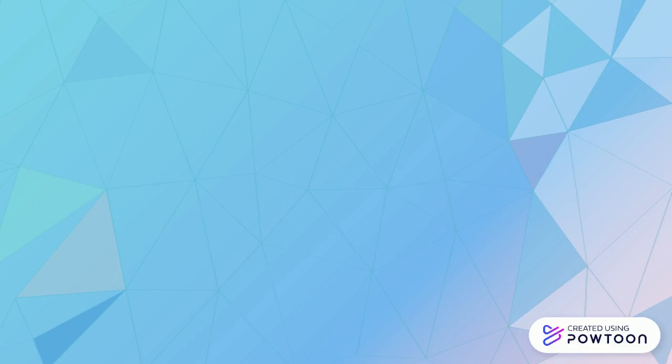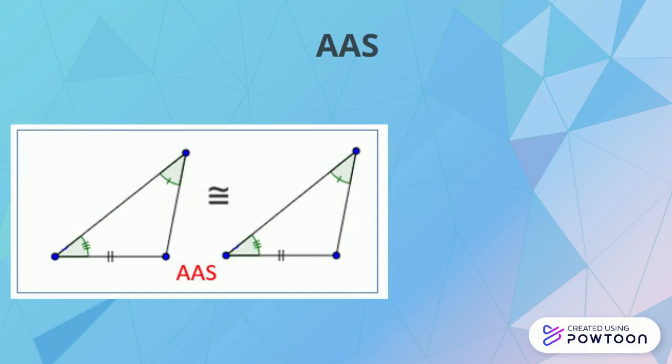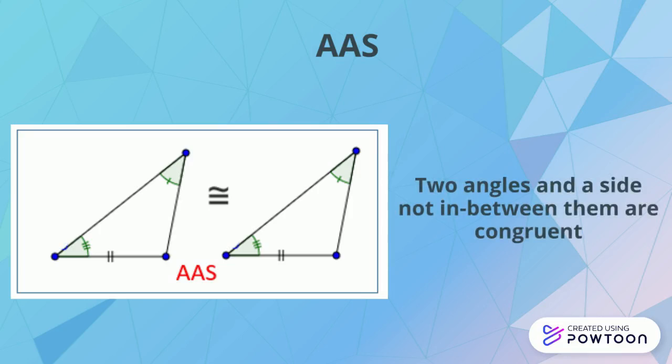The last theorem we'll talk about today is angle, angle, side. And this is where we are shown 2 angles that are congruent to the corresponding angles of the second triangle, and a side is marked congruent that is not in between these angles. So we're given an angle, and then a side not in between.